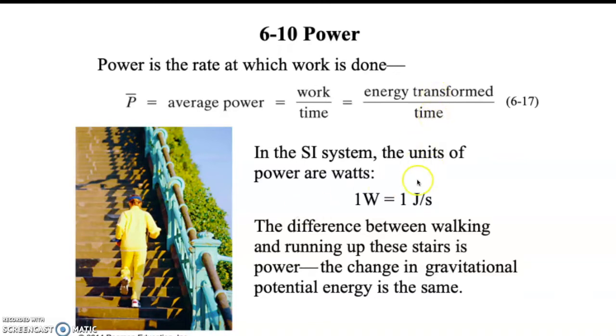The difference between walking and running up these stairs is power. The change in gravitational potential energy is the same. So we know we're going to start from one height and go to another. True. And that means change in energy is going to be the same. So our energy transformed is going to be equal. How fast we do it determines our power. If we run up, we do it with less time, which gives us more power. If we walk up, it takes more time, which uses less power.